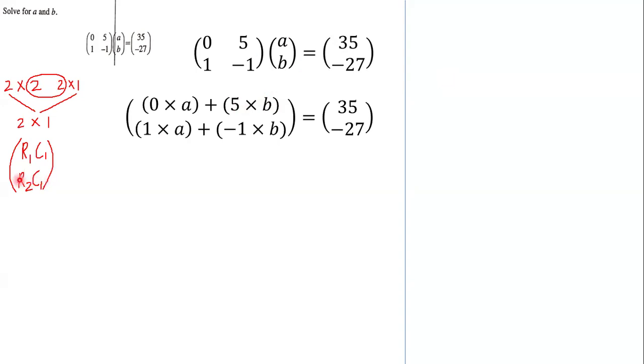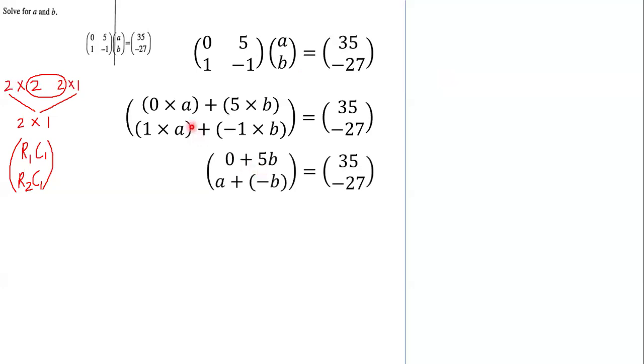The next part of the formula says row 2, column 1. So we're going to take this row 2 and multiply that by column 1. So we say 1 multiplied by A, which we have here. Then we have -1 multiplied by B, and that's -1 multiplied by B. And so we have to simplify this matrix.